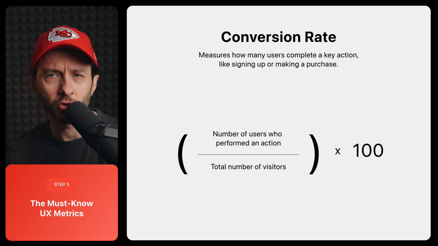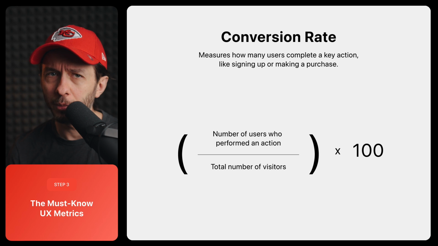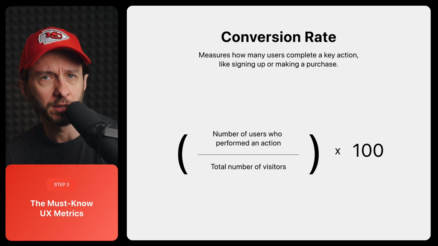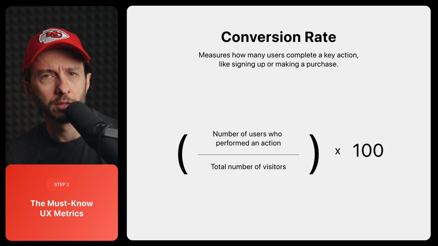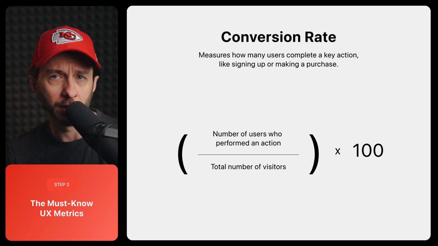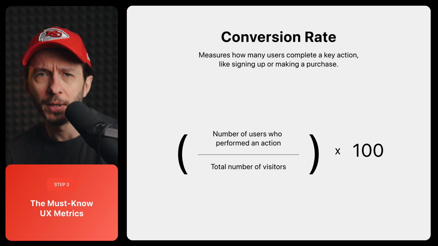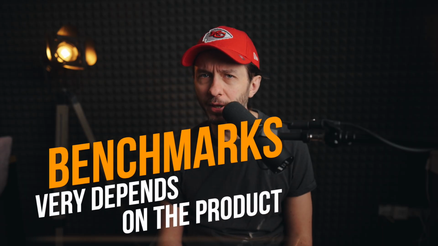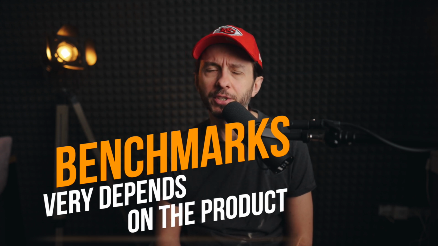Conversion rate. Measures how many users complete a key action like signing up or making a purchase. Why it matters? A low conversion rate suggests friction in the user's journey. Benchmark, 2 to 5% is normal. 10% and more is a dream. Example, if only 1% of the visitors buy a product, your checkout process might be too complex. Remember, benchmarks vary depending on the product, but those numbers give you a great starting point.